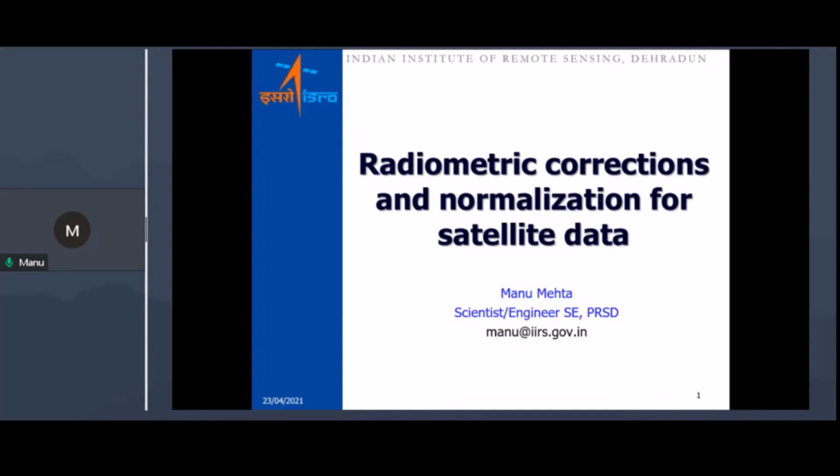Myself, Manu, faculty with Photogrammetry and Remote Sensing Department, IIRS Dehradun. I'll be taking the second webinar in the series on radiometric corrections and normalizations of satellite data.